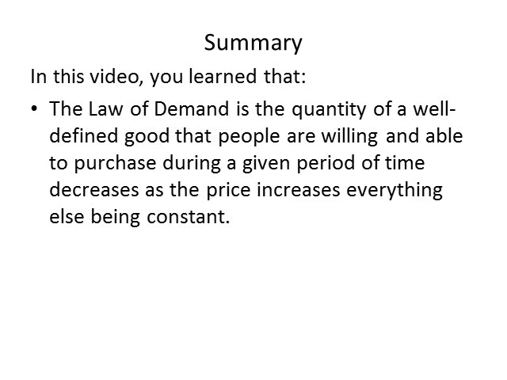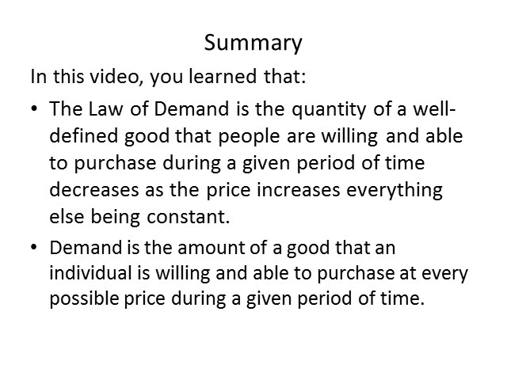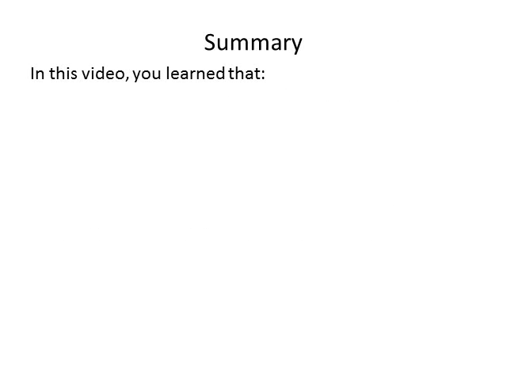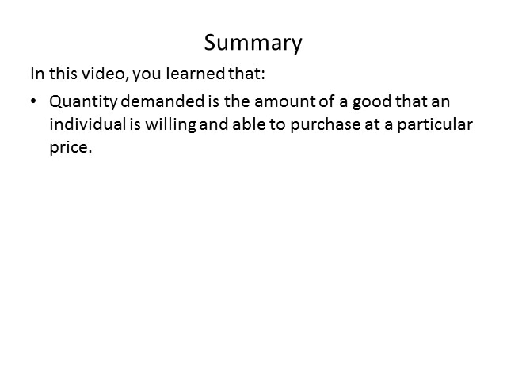In this video, we learned that the law of demand is that the quantity of a well-defined good that people are willing and able to purchase during a given period of time decreases as the price increases, everything else being constant. Demand is the amount of a good that individuals are willing to purchase at every possible price during a given period of time. You also learned in this video that the quantity demanded is the amount of a good that an individual is willing and able to purchase at a particular price.